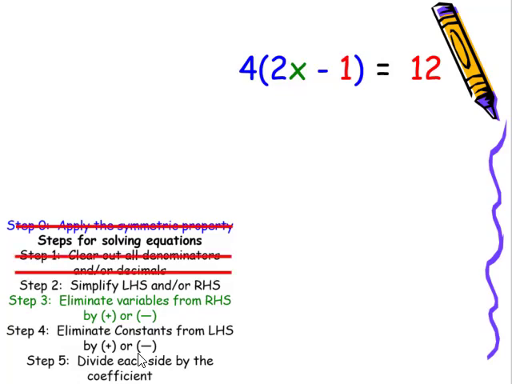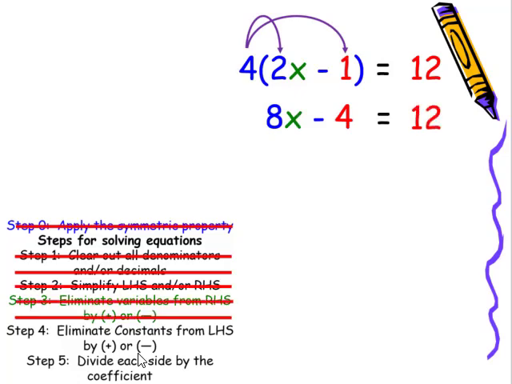Step number 1 is completed since we have no fractions or decimals. Step number 2, we have to simplify the left-hand side or the right-hand side. In this particular case, we'll have to distribute. This will give us 8x minus 4 is equal to 12. Now we're on step number 4, and that's eliminating the constant from the left-hand side. Since we have a minus 4, we'll add 4 to both sides, giving us 8x is equal to 16.